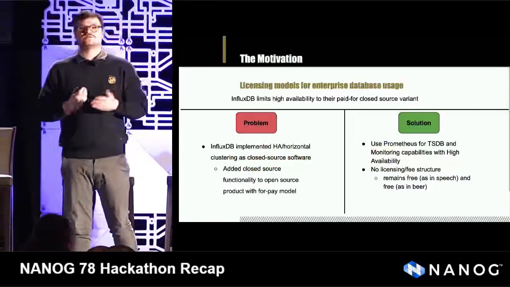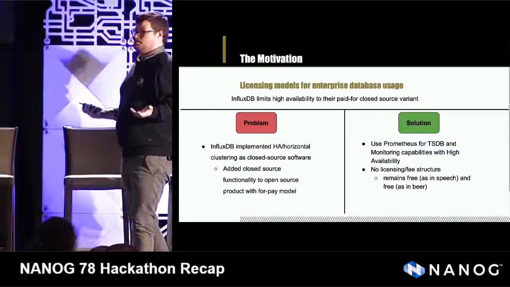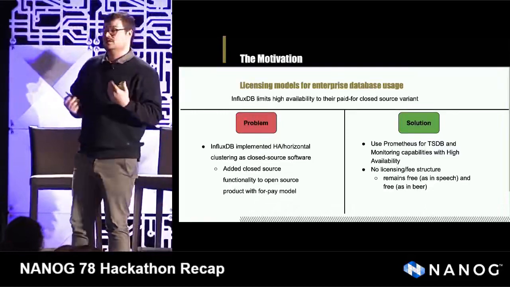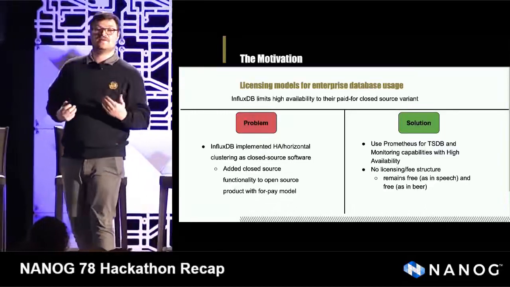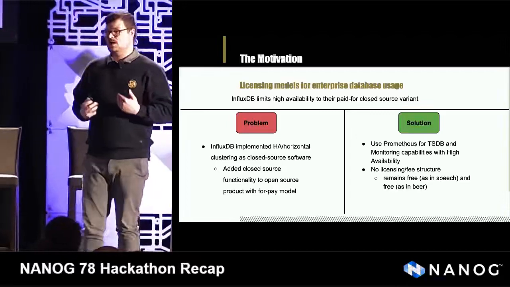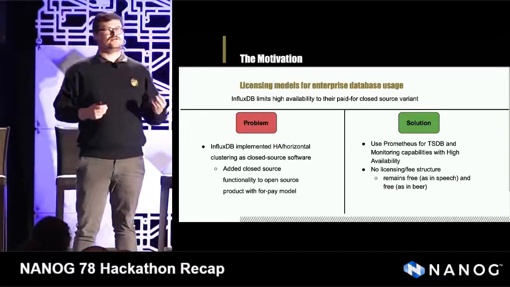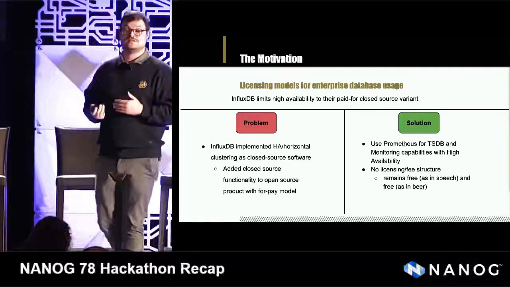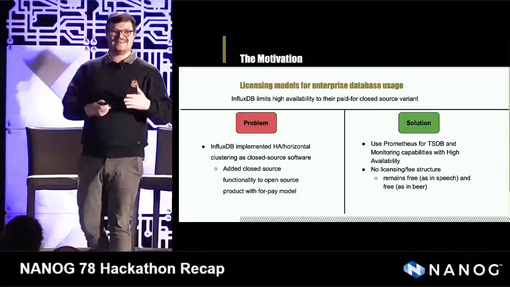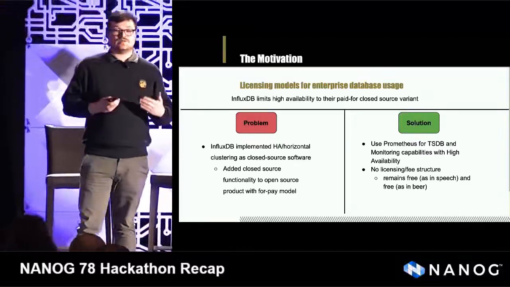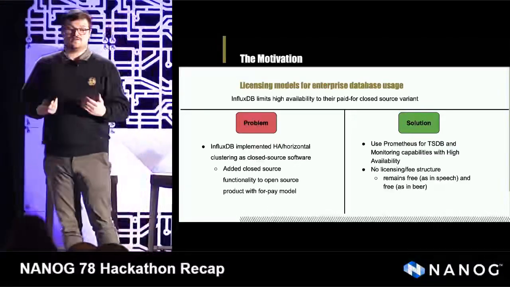So what's the solution to that? Prometheus could be the option. Unlike InfluxDB, Prometheus allows that high availability at the open source level. Additionally, there are plenty of companies that are using Prometheus over Influx as is. So why not add that accessibility to multiple companies and vendors using Prometheus as well as Influx?